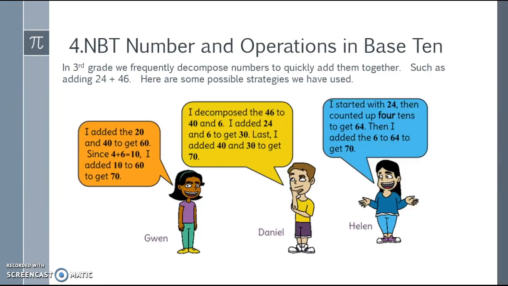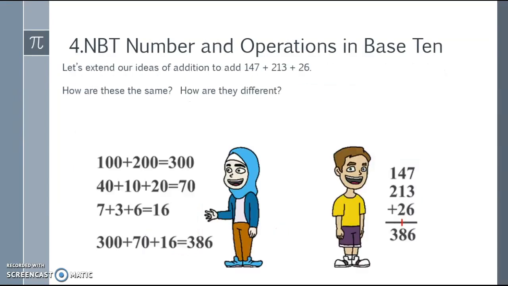In third grade, we frequently decompose numbers to quickly add or subtract numbers together, such as adding 24 plus 46. Here are some possible strategies we have used. I added the 20 and the 40 to get 60. Since 4 plus 6 is 10, I added 10 to 60 to get 70. I decomposed 46 to 40 and 6. I added 24 and 6 to get 30. Last, I added 40 and 30 to get 70. I started with 24, then counted up 4 tens to 64, and added 6 more to 70.